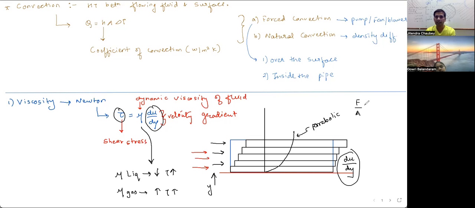And this can be written as F upon A equal to mu du by dy. du is nothing but velocity, dy is thickness. So in this case, this formula F can be written as mu A V by T. Okay, this formula can be simplified in this manner for this fluid flowing on the surface.